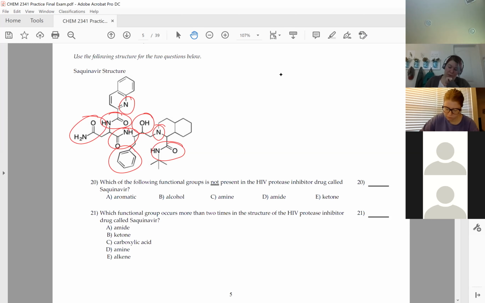Which functional group occurs more than 2 times in the structure of HIV protease inhibitor drug called saquinavir? Amide. Right, so we found 3 amides. I will go ahead and cross out ketone because we just said that there are no ketones. There are no carboxylic acids, so you can cross that out. And there are no alkenes either. All of the alkenes are part of aromatic systems. I know we didn't cover that in OCHEM 1, but there are definitely not multiple of those. So amide is the answer.